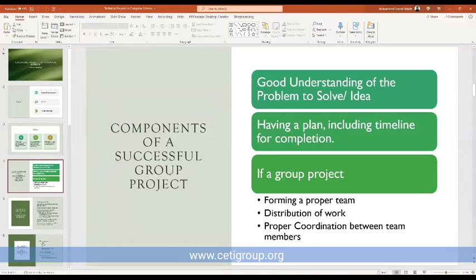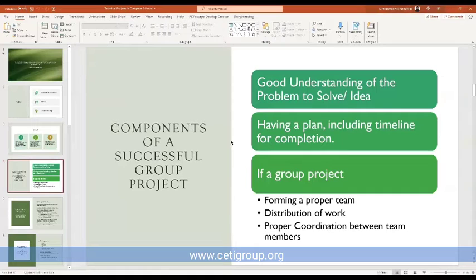So what are the components of a successful group project? Many times you will find yourself working on a project as part of a group, especially as part of coursework. Some people do individual projects, but many times they want you to do group projects. I can say from my personal experience, because we used to do group projects in my bachelor's as well as when I did masters in the US. So it's very important to have a good understanding of what you are trying to achieve, what you're trying to implement. Basically, a good understanding of the problem statement, whether it's part of the coursework or something that you and your group of friends came up with.